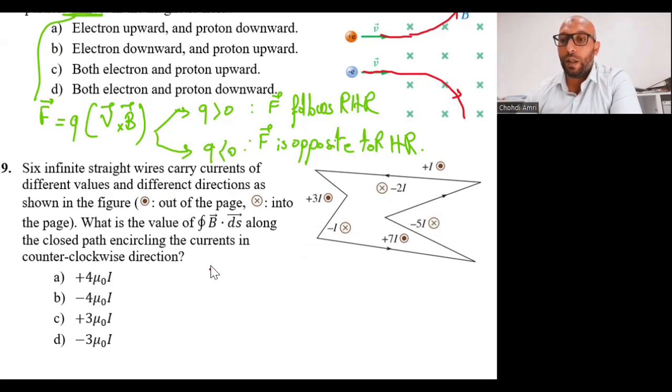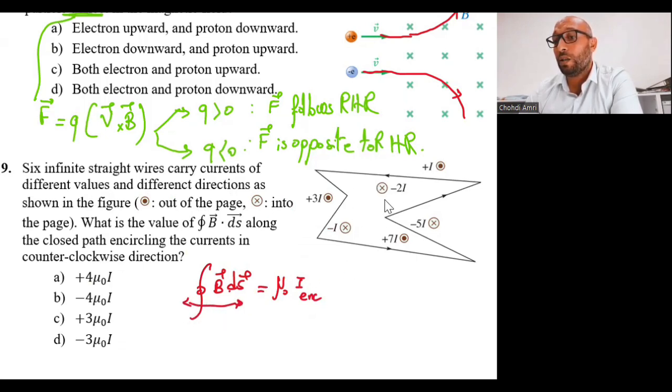Okay, so we recall that Ampere's law is the line integral of B dS equal to mu naught multiplied by I enclosed. If we want to calculate the line integral and we don't have any information about the magnetic field, we can use mu naught multiplied by I enclosed. I enclosed means the algebraic sum of the currents enclosed by the path. This is our path, this is the direction, and we already have the sign of the current.